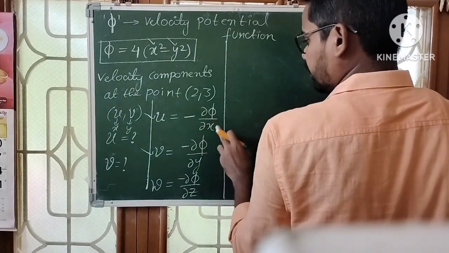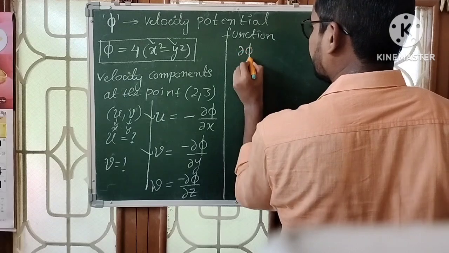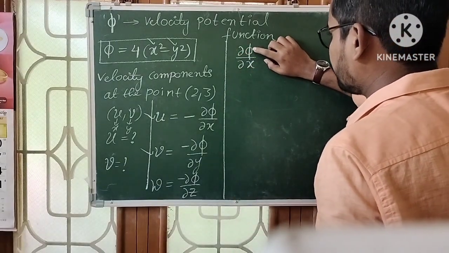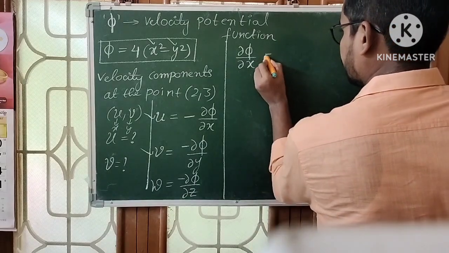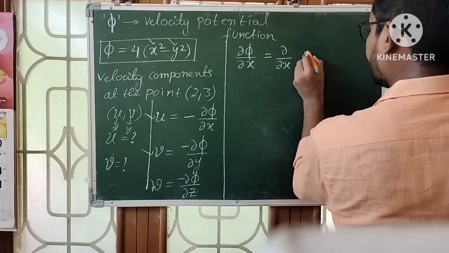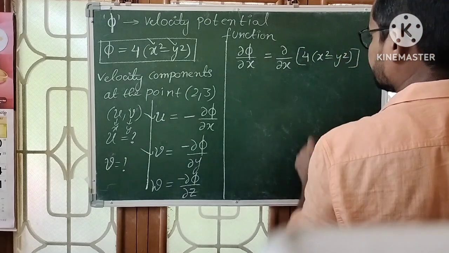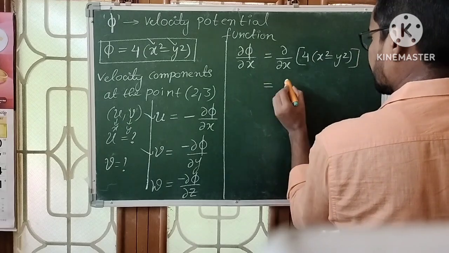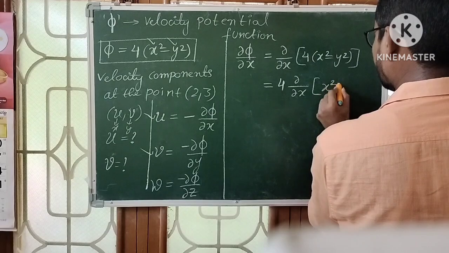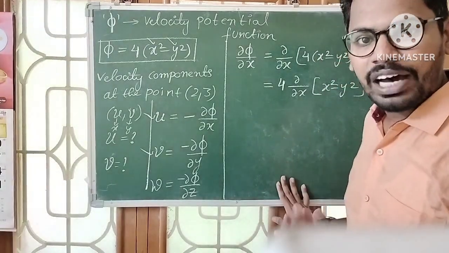Before that, find dou phi by dou x and dou phi by dou y. Dou phi by dou x means the partial derivative of phi with respect to x. So dou by dou x of phi, which is 4 into x square minus y square. Here 4 is a constant, so take 4 out of the partial differentiation, leaving dou by dou x of x square minus y square.